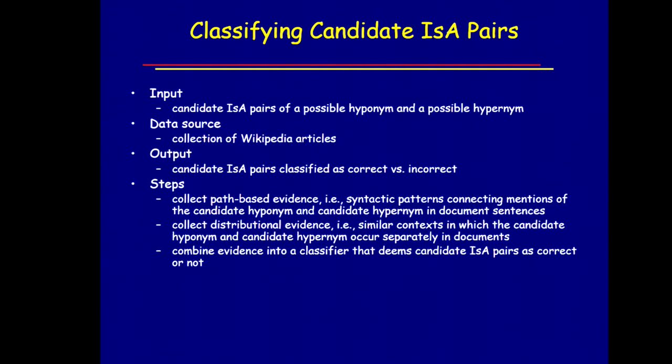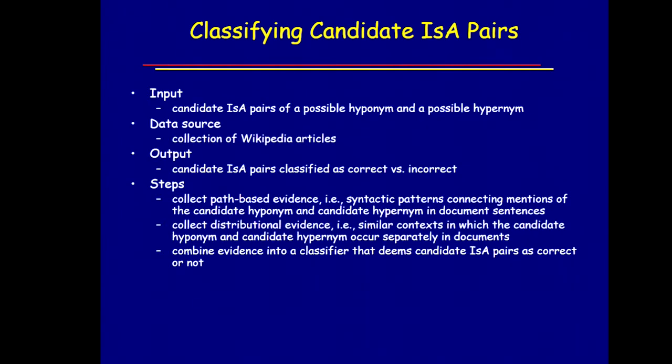The input in this is a classification task, which takes away, I would say, a bit of the practical impact of this. You have a candidate, a pair of a hyponym and a hypernym. You don't know if this is a correct pair or not. But based on a collection of documents, Wikipedia articles in this case, what you'd like to tell is whether each of these candidate pairs is indeed an ISA relation or not. This is the outcome.